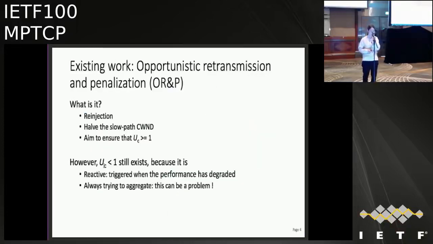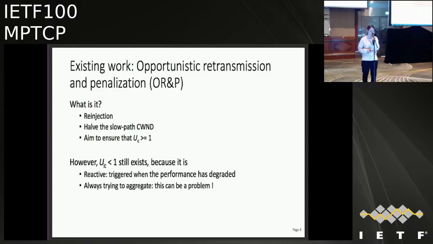We already have existing work designed by Chris, called the opportunistic retransmission and penalization solution. This solution tries to re-inject unacknowledged data from the slow path into the fast path, and afterwards it halves the congestion window of the slow path. However, even with this method, we found that the performance degradation still exists, because this solution is only triggered when the performance has already degraded. So this is a kind of reactive solution.